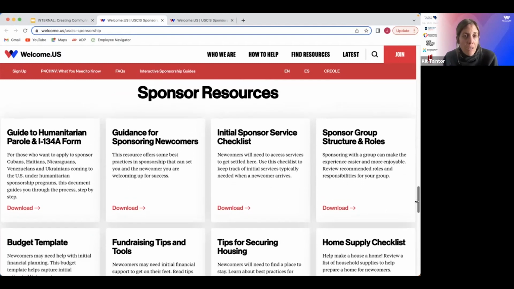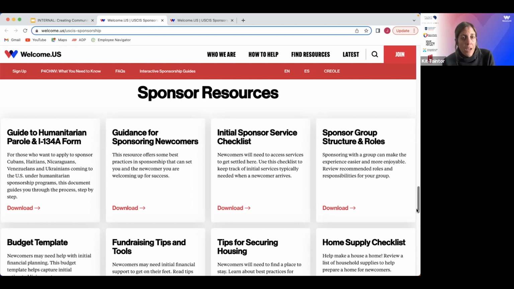You'll see here that we've got a link to a guide to the I-134A form. Again, that's the application that a sponsor and a beneficiary submit to USCIS to activate the sponsorship process. It's step by step. We broke it down. We tried to make it as easy as possible so that when you go to your application, you've got all the information that you need to be successful.